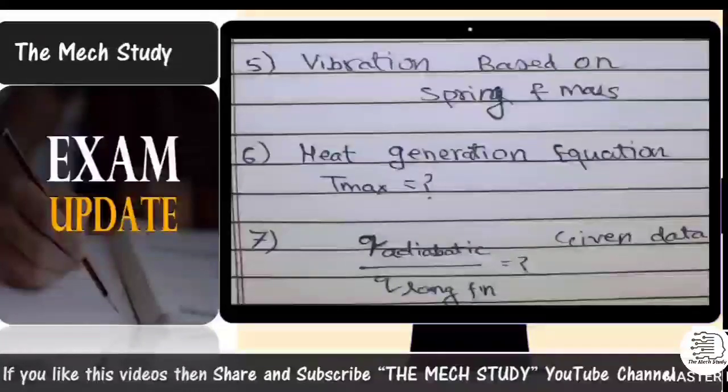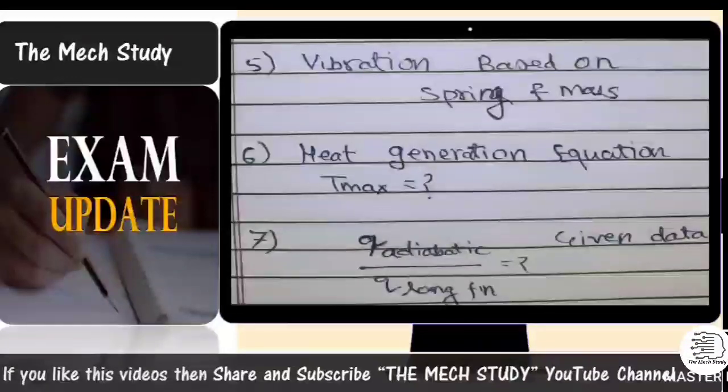Going with the next one, this is the basic question of vibration, where a spring and mass system is given in the question. You need to calculate the frequency of that particular body. Going with the next one, it is a heat transfer question where you need to calculate the maximum temperature. They will provide the heat generation equation, and with the help of the basic equation from the conduction chapter you can easily calculate the maximum temperature.